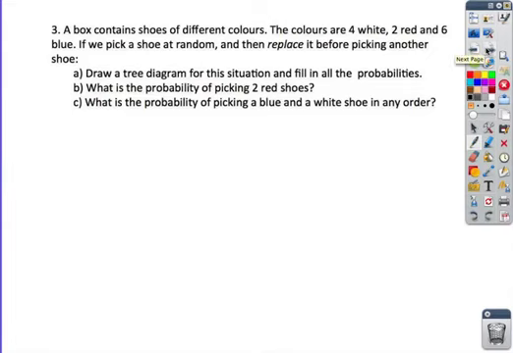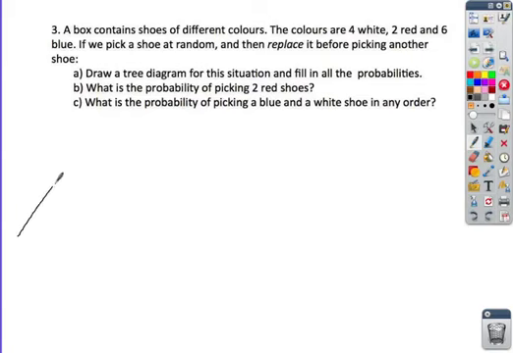The next example. A box contains shoes of different colors. The colors are 4 white, 2 red, and 6 blue. If we pick a shoe at random and then replace it before picking another shoe, draw a tree diagram for this situation and fill in all the probabilities.